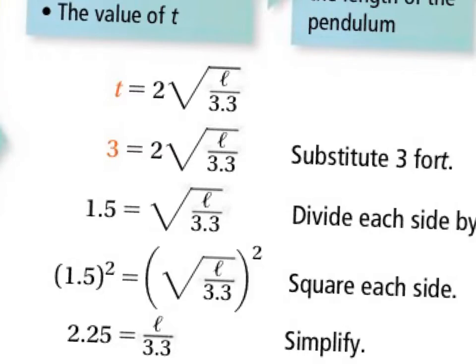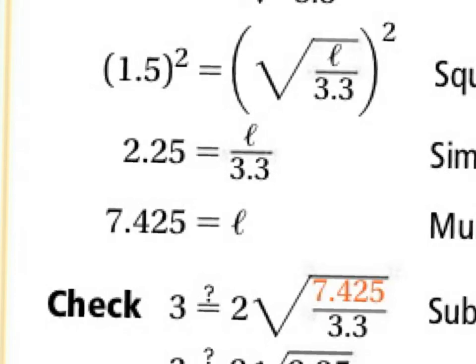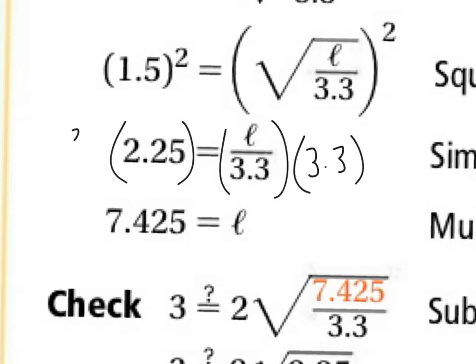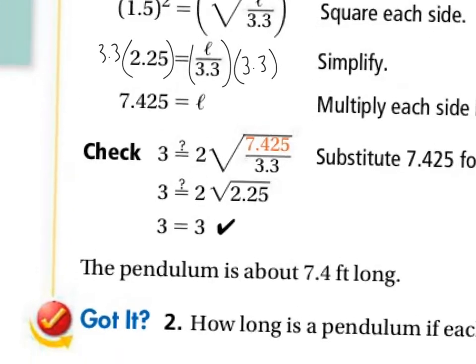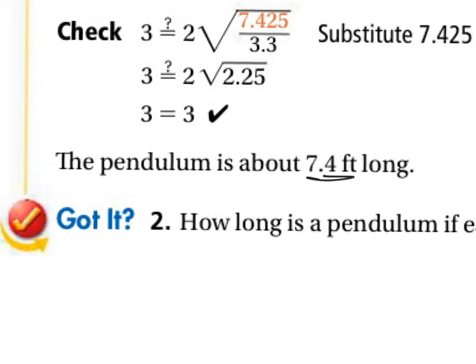So divide by 2, and then they squared both sides. And then at that point, the variable is actually not by itself yet. It's still being divided by 3.3. So you could multiply by 3.3 on both sides, and then you get the answer. They said on this one, I think, to round to the nearest tenth of a foot. So they did go ahead down here later after they checked their answer. They rounded it off and said it would be about 7.4 feet long.